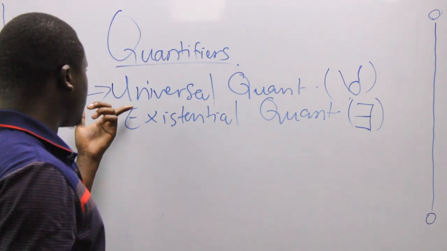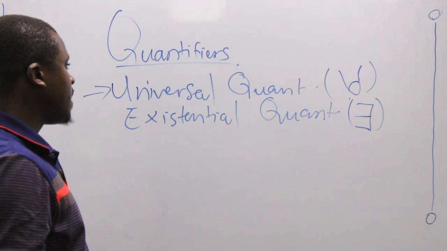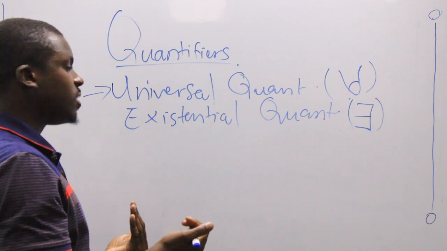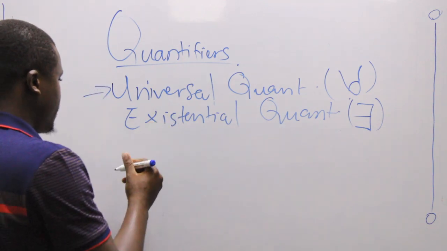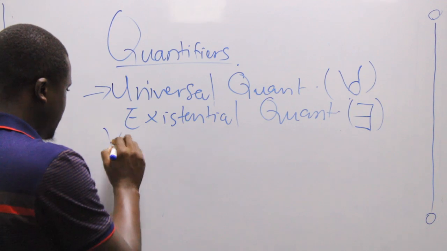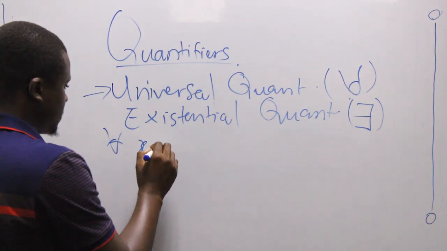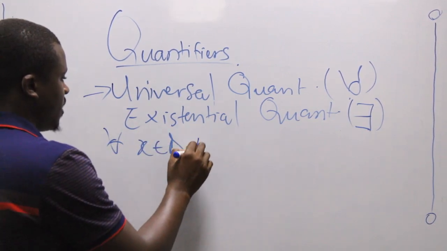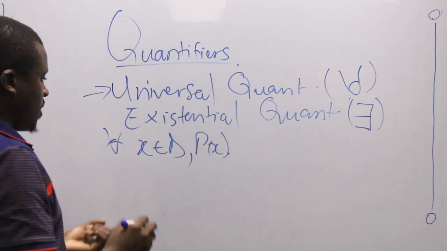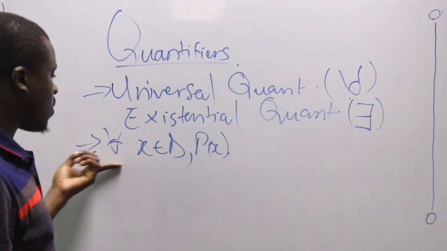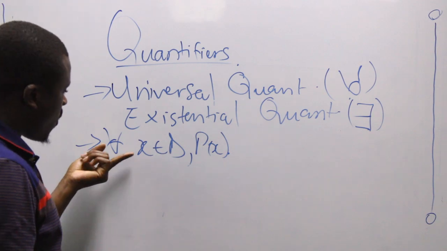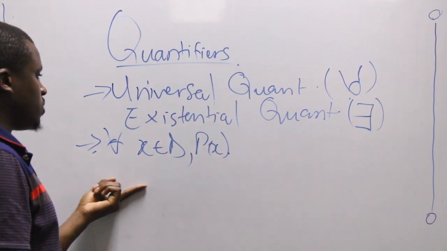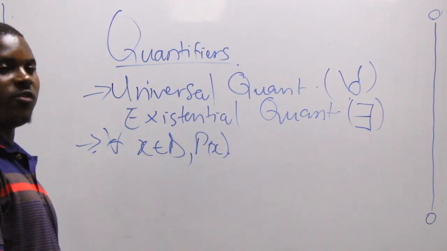What this universal quantifier does is that it was designed to be true if, for example, we say for all x that is an element of D, our domain, then P of x. This is the universal quantifier. What does it say? It says that for every x in our domain, P of x is true.